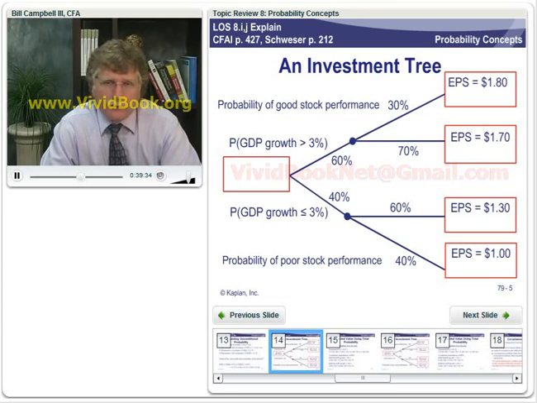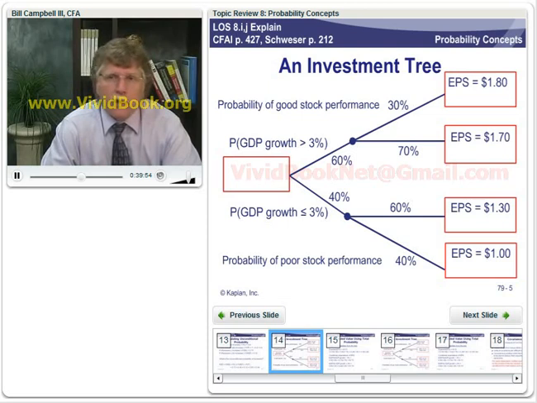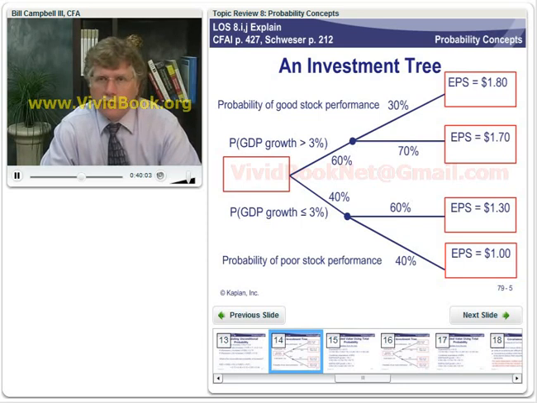If GDP growth is less than or equal to 3%, then our stock might do well or might do poorly. If it does well, 60% chance of that. If it does poorly, 40% chance of that. And you can see what the earnings per share are for each of those outcomes. So high GDP growth, good stock performance, and EPS of $1.80. High GDP growth, fair to poor stock performance, EPS of $1.70. Low GDP growth, good stock performance, EPS of $1.30. Low GDP growth, poor stock performance, EPS of $1.